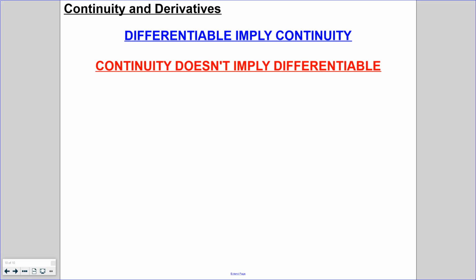All right, and I just wanted to quickly emphasize this, that differentiability implies continuity. That's the good theorem. The theorem that doesn't exist, the fake theorem, is continuity implies differentiability. So continuity does not imply differentiability. So please keep these in mind, keep them straight, and learn them quickly. All right, folks, that is it. That is the connection between derivatives and continuity.